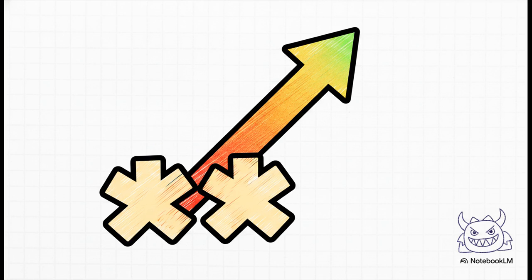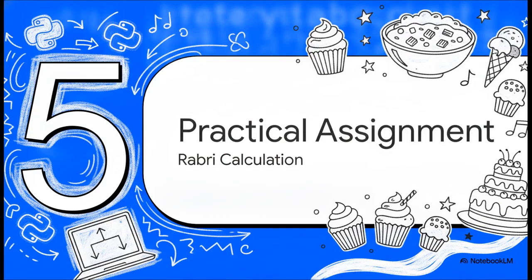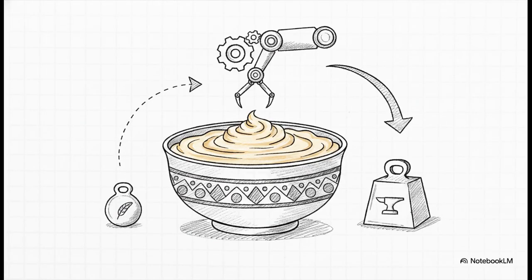Now, it is time for the final boss challenge. Section 5, Practical Assignment. We've reached the climax of this explainer. We are going to take all these variables and operators and use them to help our friend Chantara Khan plan a massive dessert party. So here is our highly specific goal.